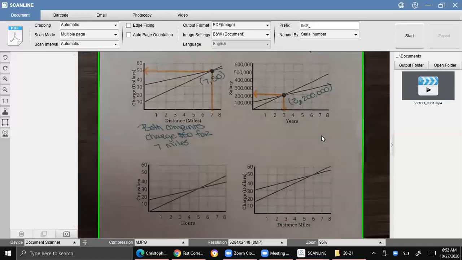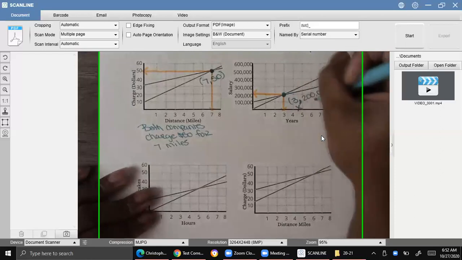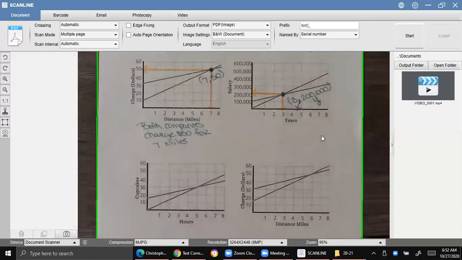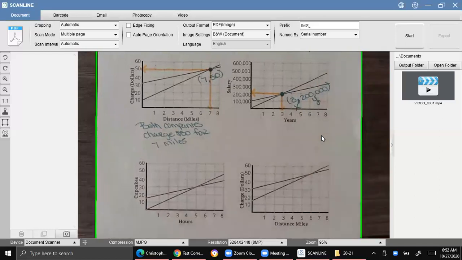Okay, so my ordered pair is 3 and 200,000. And sometimes it's good to label this X and Y so that if the question is asking you, what is the X value where the two companies are the same, then you'll know that your X is 3. Or if it asks, what is the Y value of it, you'll know that your Y is 200,000. Because a lot of times, and especially on a test, you're going to see a question that is asking you simply, what is one of the coordinates?